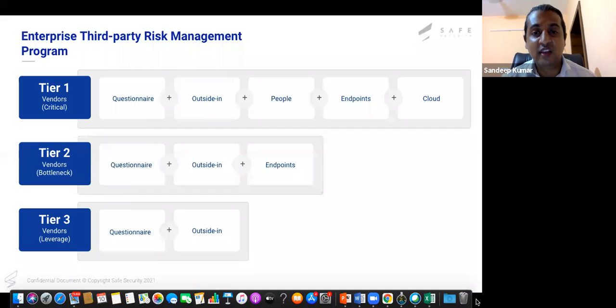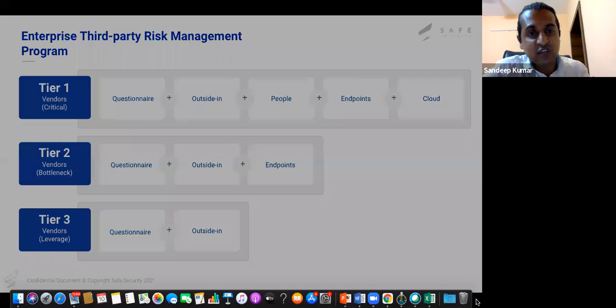We believe the organization should have a very comprehensive approach for these, with questionnaire-based assessments along with the external or outside-in assessment, combined with the people or contractor assessment, and the endpoint and cloud assessment as well, so that you have a complete view of the cybersecurity posture of these critical vendors. For vendors classified as high severity, maybe your tier two vendors, you can have an approach of questionnaire and outside-in, along with endpoint assessments. And finally, for all your medium or low criticality vendors, you can have a combination of questionnaire and outside-in assessments, which helps you design your overall approach towards third-party risk management.